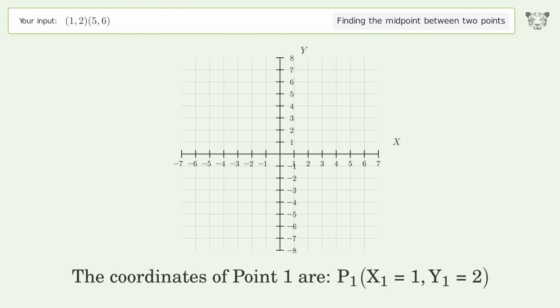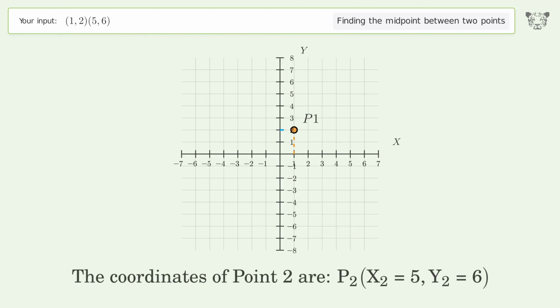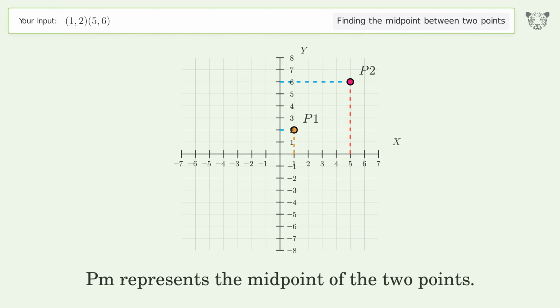The coordinates of point 1 are x1 equals 1, y1 equals 2. The coordinates of point 2 are x2 equals 5, y2 equals 6. PM represents the midpoint of the 2 points.